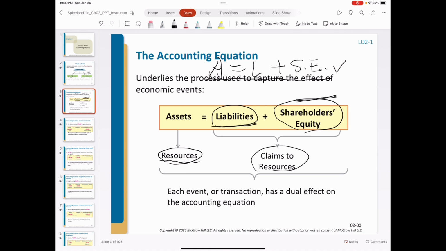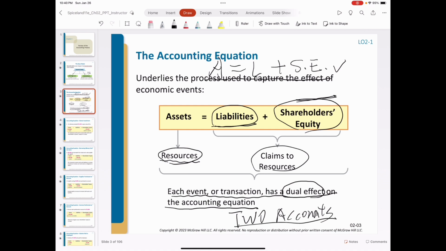Each transaction or event has a dual effect on the accounting equation or the balance sheet, okay? Because the balance sheet is prepared based on the accounting equation. What does dual effect mean? For each transaction or event, when we record this transaction, there must be at least two accounts involved or affected. The dual effect also refers to the double entry system.